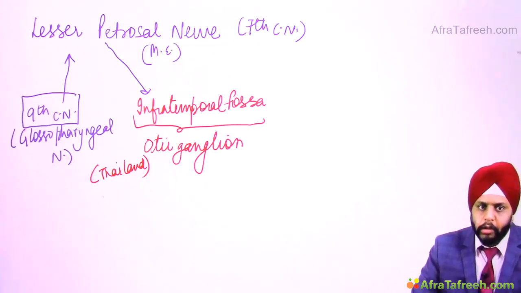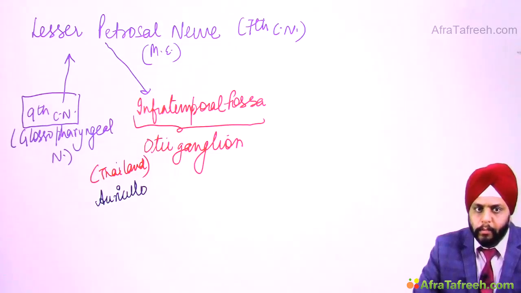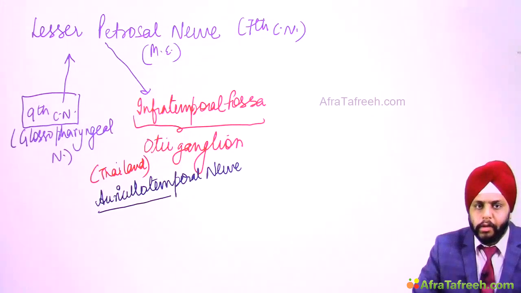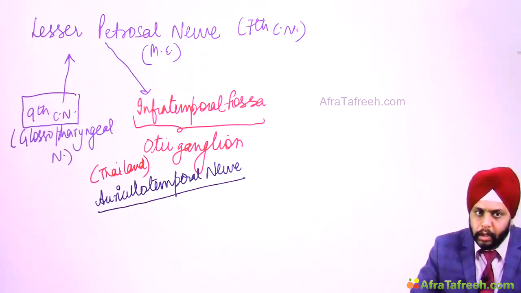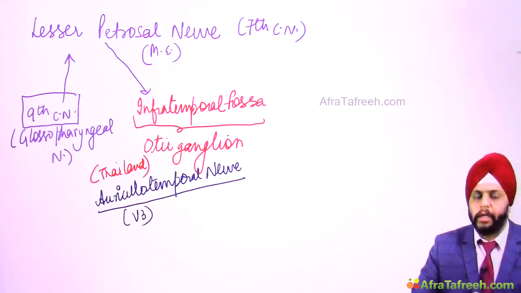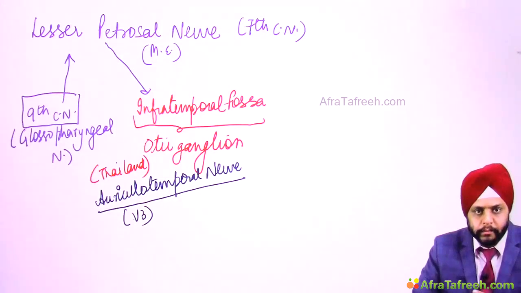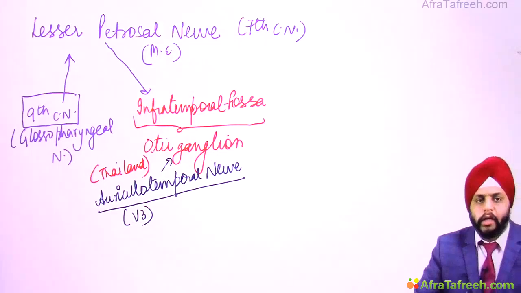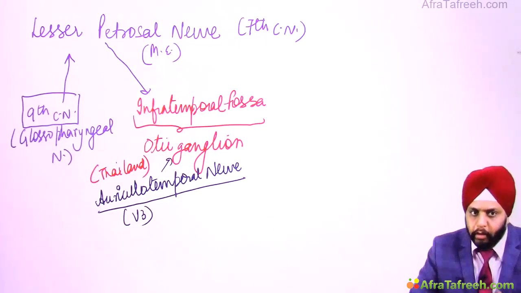Now that boy's name is auriculotemporal nerve. This is a branch of the mandibular nerve, 5th cranial nerve, 3rd part. So the auriculotemporal nerve is over here in the otic ganglion. Now see, this is not Russia, this is Thailand.